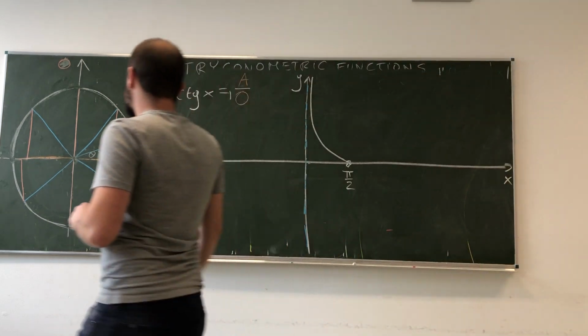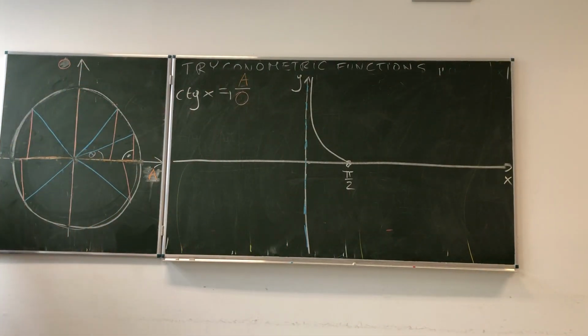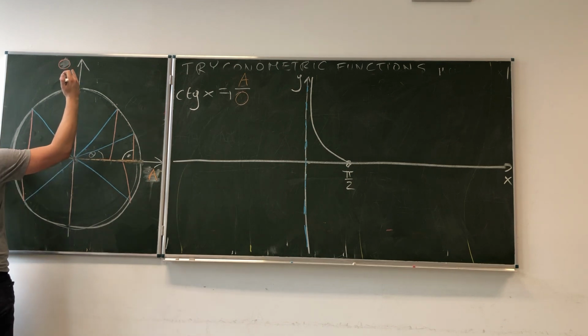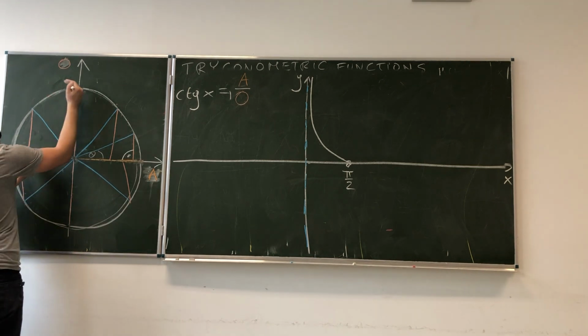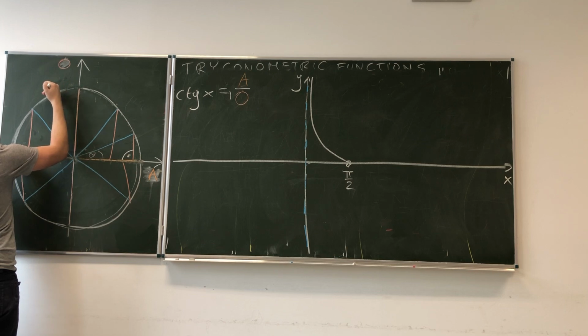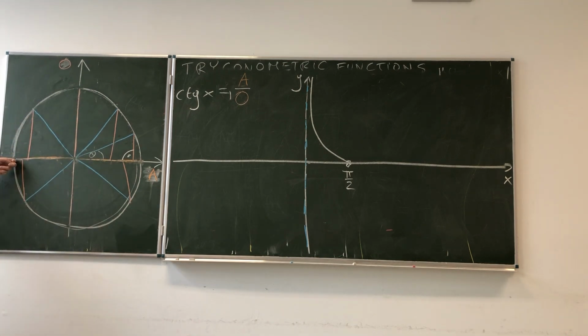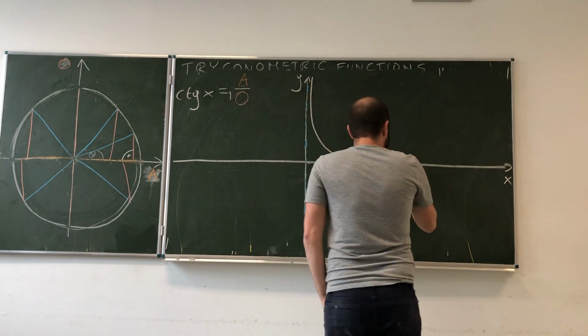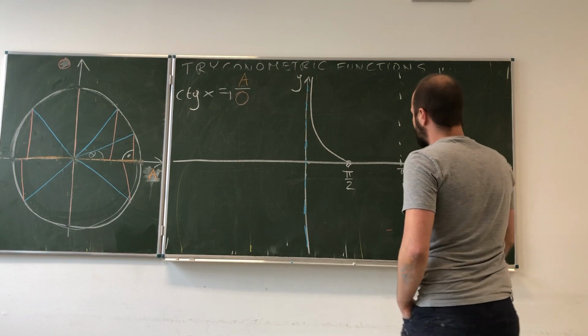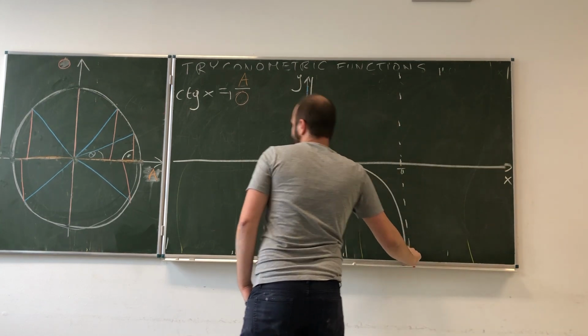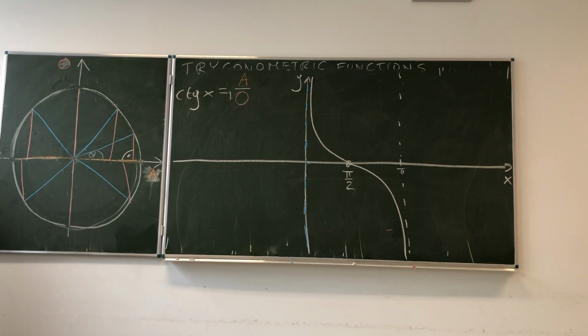What's happening in the next corner of a circle? Look, here adjacent is getting bigger, but it's negative, it's becoming more and more negative, while the opposite is getting smaller and smaller. And over here again we need to divide by 0. So at pi we will have another asymptote, and this is the second part of the cotangent.